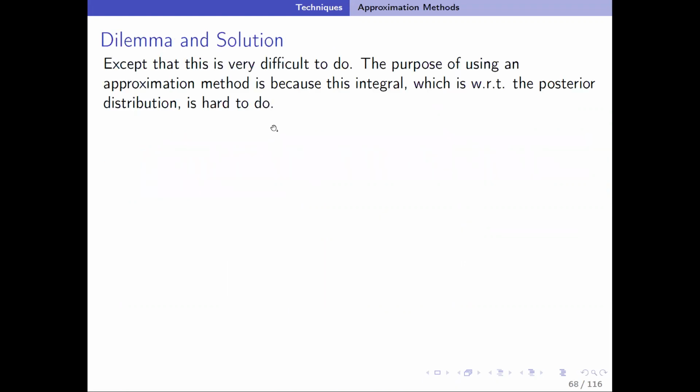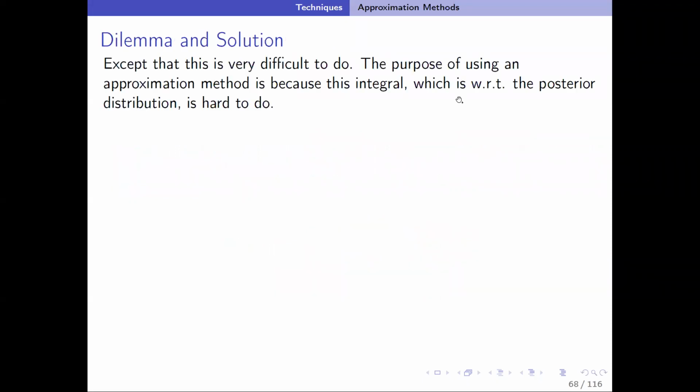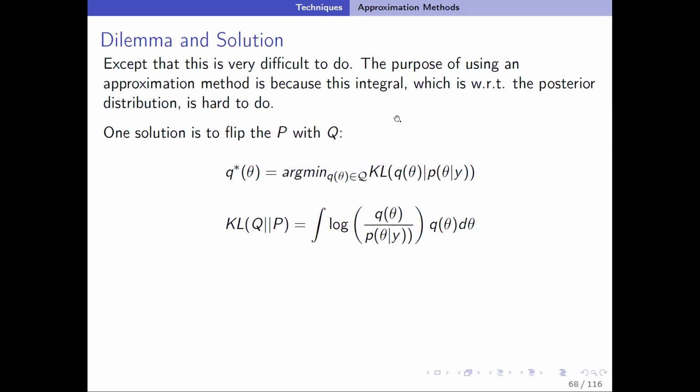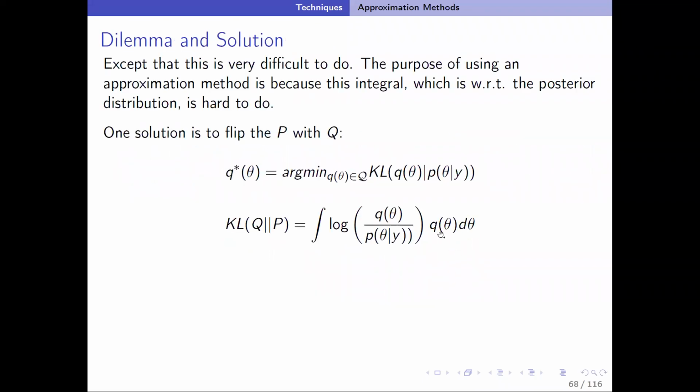Except this is very difficult to do. This is a posterior distribution, so how are you going to find something that minimizes this distance? It is just very difficult. So Michael Jordan from Berkeley came up with a solution: he literally flipped P and Q. He said, I know what I want to do but I can't do this piece, so I'm going to flip them and find the Kullback-Leibler distance that minimizes between Q and P.